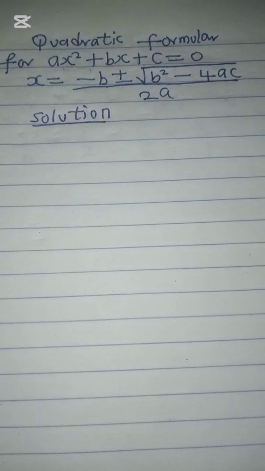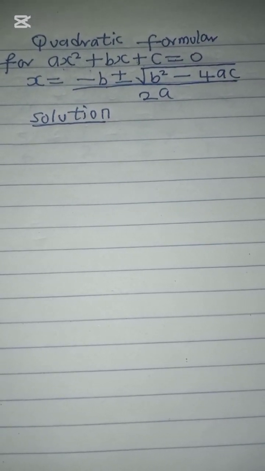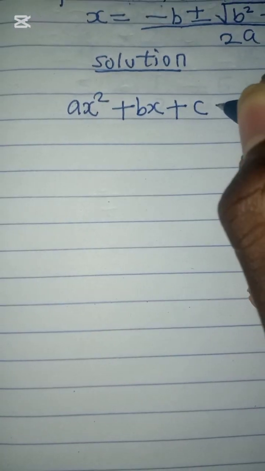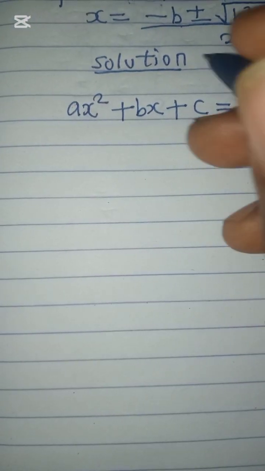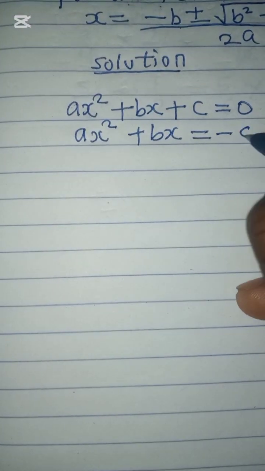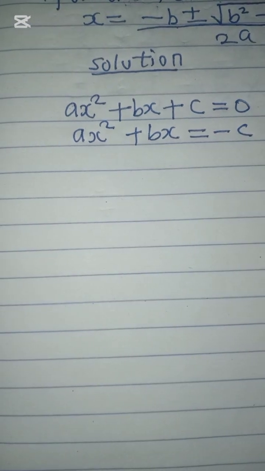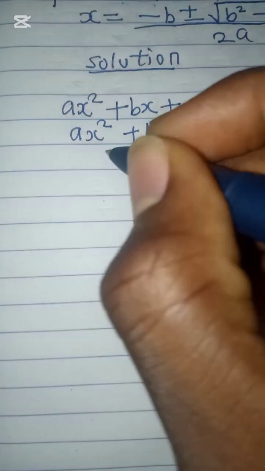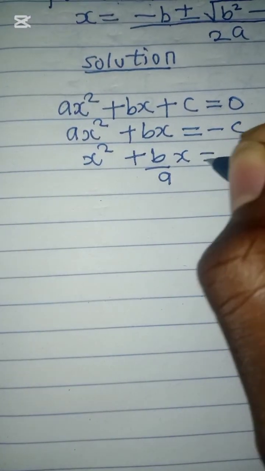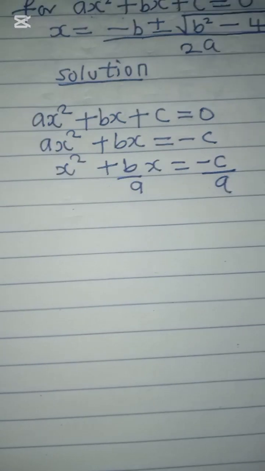In this video, I will be deriving this formula and using it to solve our last problem in the previous video. So we have ax squared plus bx plus c equals 0. First of all, we take our c over to the other side, which gives us ax squared plus bx is equal to negative c. Then we divide through by a, the coefficient of x squared, which is a. So we'll have x squared plus b over a x, which is equal to negative c all over a.